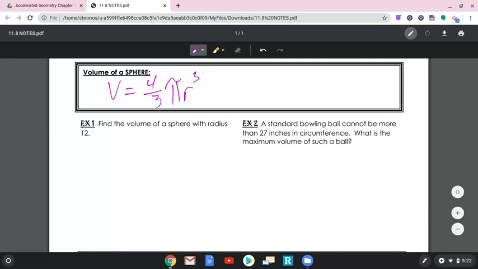All right. So guys, let's use this formula now. An example one says, find the volume of a sphere with radius 12. So we just have to input this in. I now know my volume is equivalent to 4/3 pi 12 cubed.